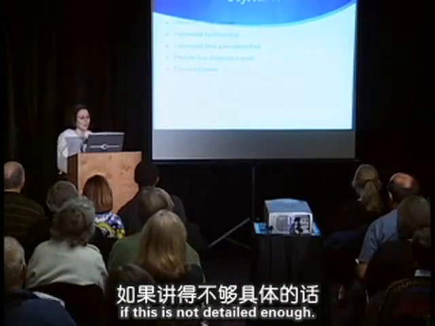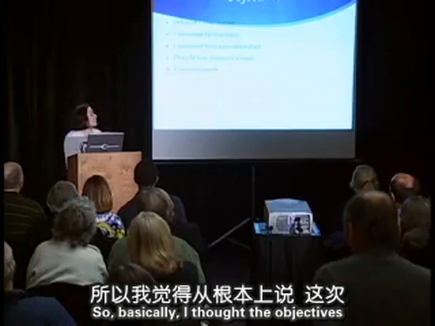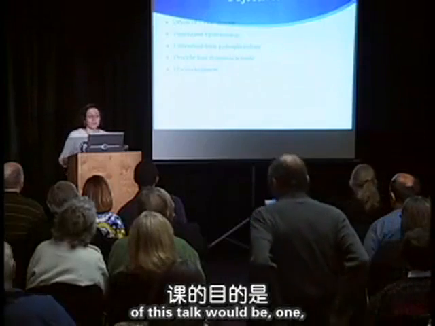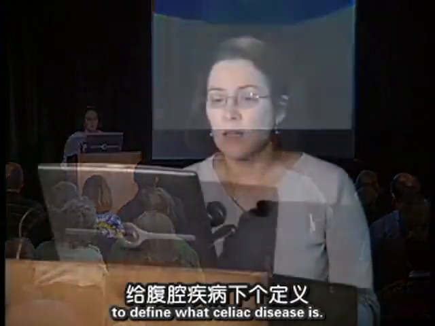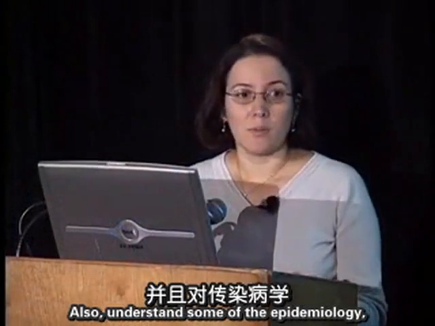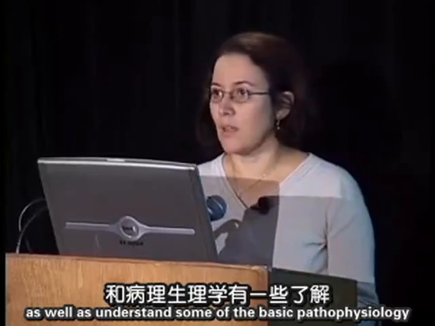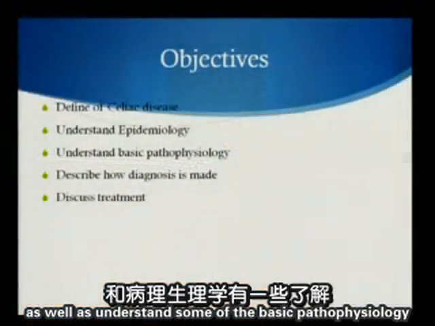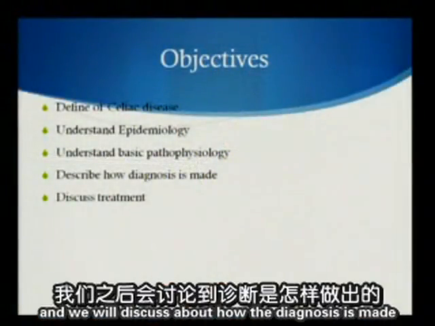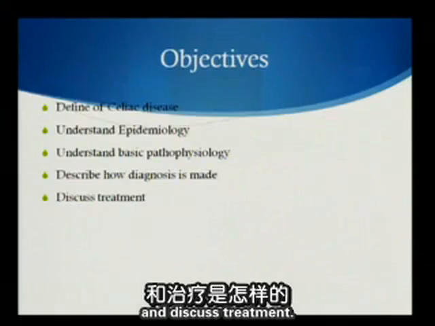So basically, I thought the objectives of this talk would be, one, to define what celiac disease is, also understand some of the epidemiology, as well as understand some of the basic pathophysiology. And we'll discuss how the diagnosis is made and discuss treatment.